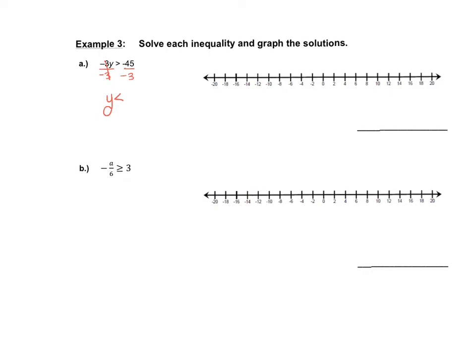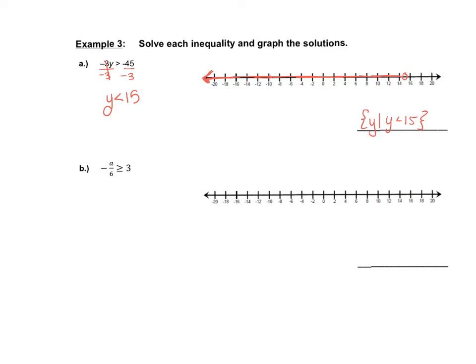Negative 45 divided by negative 3 is positive 15. So I'm going to go to 15 on the number line. It's an open circle because it's not equal to, and it's a less than symbol now, so it's going to match the arrowhead on the left. And there's my inequality for all the values of y such that y is less than 15.